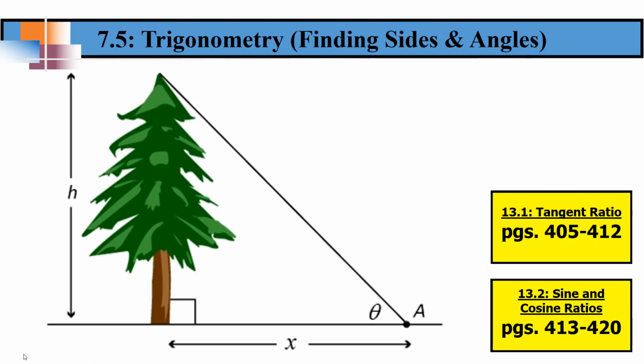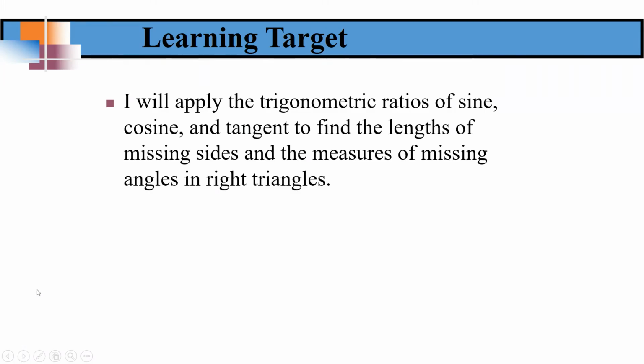All right, our learning target today is that we're going to apply the trig ratios of sine, cosine, and tangent to find the lengths of missing sides and the measures of missing angles. We have already used the trig ratios to find the lengths of missing sides. We're going to see some review in today's lesson. But finding the measures of missing angles, that is new. So let's focus in on that.